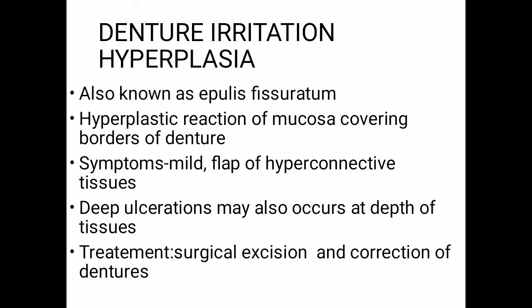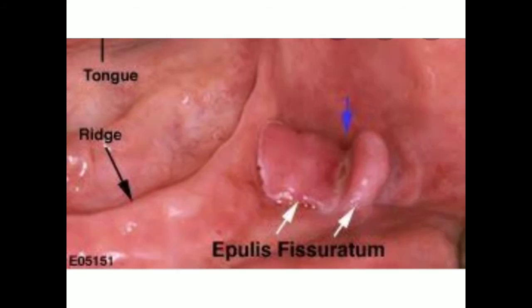Next we go into denture irritation hyperplasia, that is epulis fissuratum. It is a hyperplastic reaction of mucosa covering the borders of the denture. Symptoms vary from mild to extreme, and the main symptom is a flap of hyperplastic connective tissue. Deep ulceration may also involve the depth of the tissue. In treatment, surgical excision and correction of dentures may be involved. This is an epulis fissuratum.